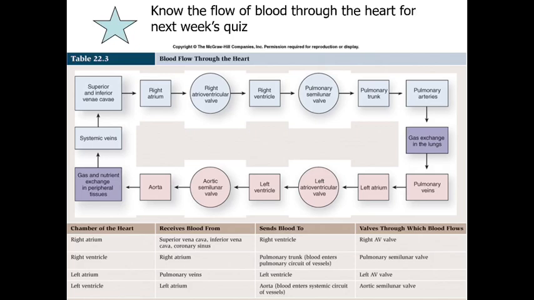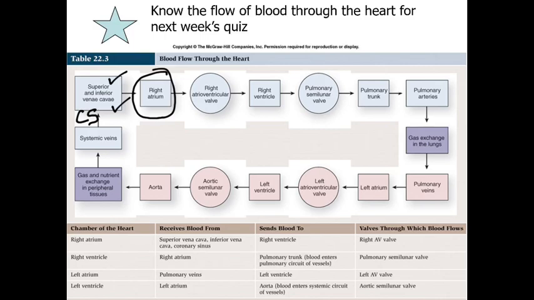Now, in addition to drawing out the square heart either on paper or in your head, you certainly can also use a flow chart such as this. So in this flow chart, let's start where we did. We started with blood entering into the right atrium. And again, blood got there from the superior vena cava or the inferior vena cava. This particular table does not include the coronary sinus, so you might want to add the coronary sinus there.